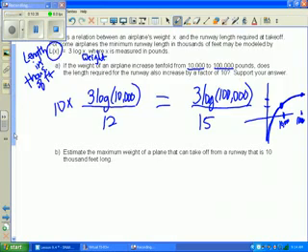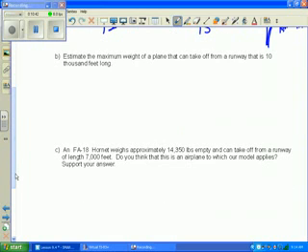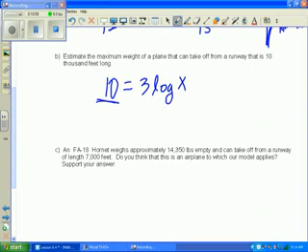Okay. B, estimate the maximum weight of a plane that can take off from a runway that is 10,000 feet long. Remember that our length of the runway was in thousands of feet, so 10 equals 3 log x, and all you're doing is solving for x. And I don't want to put 10,000 here because the equation said that is in thousands of feet. So by just putting a 10 there, that's appropriate, because that represents a 10,000 feet runway.